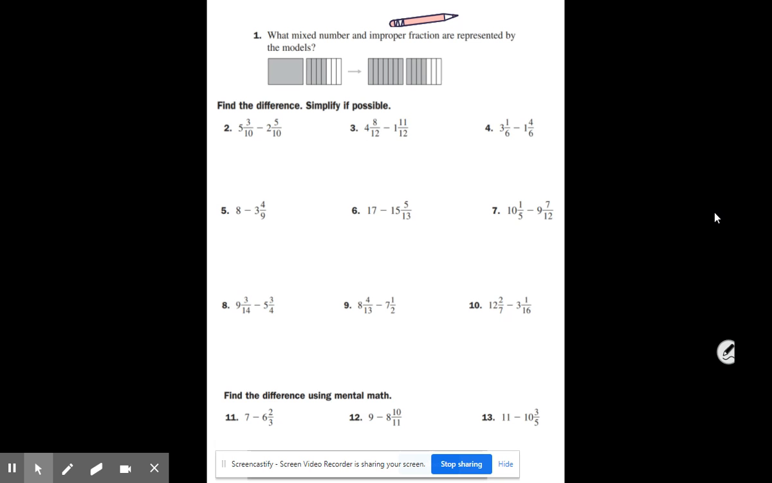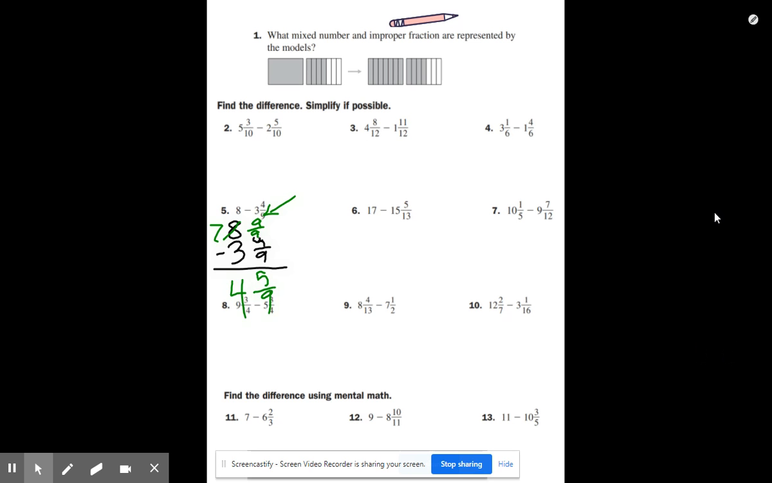All right, number 5. I have the whole number 8, subtract 3 and 4/9. What happens there? Well, to borrow from a whole number, I just have to call it a 7. And then what do I pick for a fraction? I don't pick 10/10. I want to pick 9/9 because right here I already have a denominator of 9 and I don't want to monkey around finding common denominators. So is 9 big enough to take 4 away? Yes, and then I get 5. 7 minus 3 is 4.